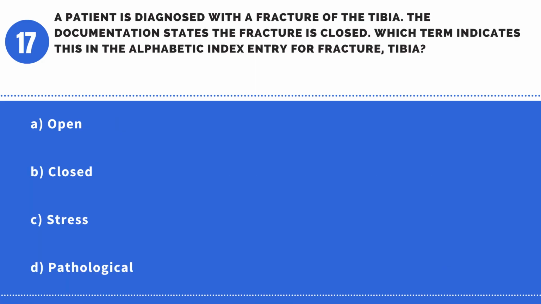Question 17. A patient is diagnosed with a fracture of the tibia. The documentation states the fracture is closed. Which term indicates this in the alphabetic index entry for fracture, tibia? A. Open. B. Closed. C. Stress. D. Pathological.